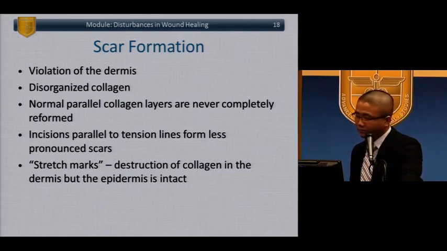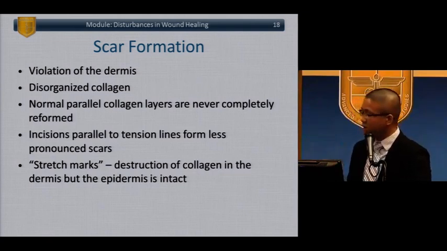Scar formation. All right, scar formation is normal. Past a certain age, everybody will get a scar. Sometimes they get a little lighter. Sometimes they hyperpigment. But scar formation is just what it is. It's part of our normal, right? And the reason scar happens is because you have violation of the dermis. Scar is disorganized collagen.